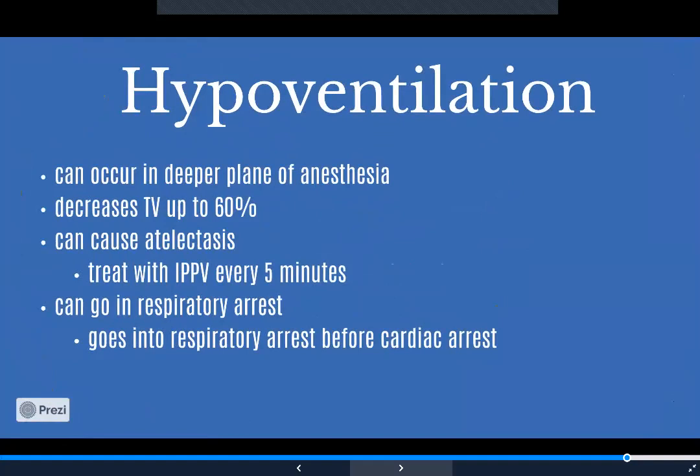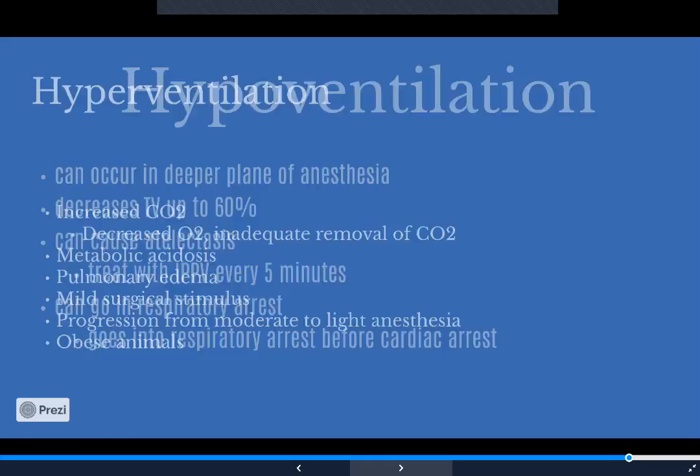So hypoventilating can occur because they're obviously in a deeper plane of anesthesia. And it also decreases their tidal volume by a lot. So it causes that atelectasis if we don't give them IPPVs every 5 minutes, so intermittent positive pressure ventilation. This can cause respiratory arrest. And obviously with that, that can go into cardiac arrest.